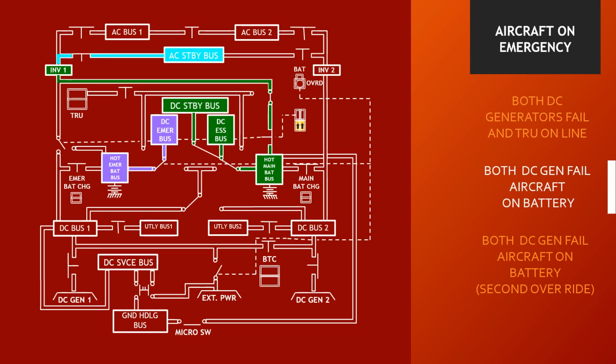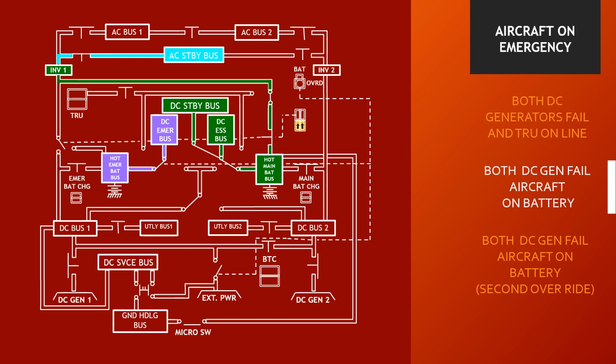When both DC generators fail in flight and TRU is not coming online, aircraft will be on battery, and amber arrow light will glow on overhead panel. In this condition, IMC will be limited for 30 minutes only, provided battery toggle switch is placed on override position and both the batteries are fully charged.